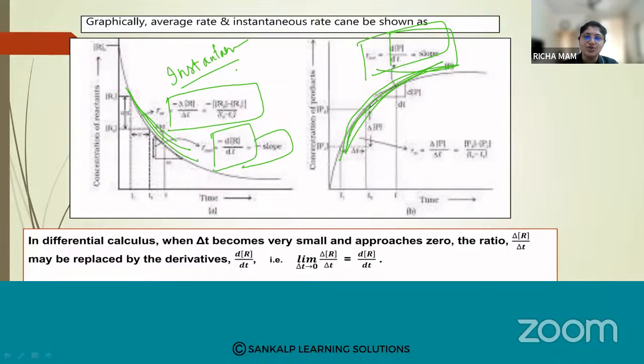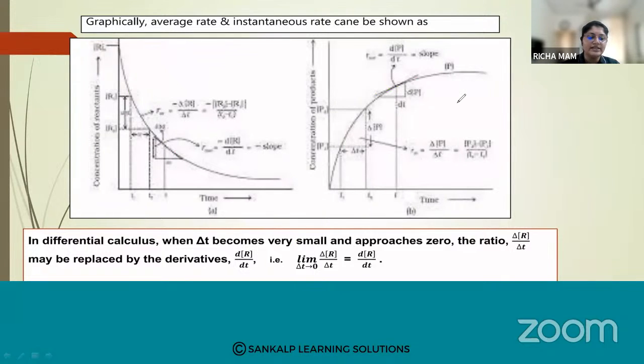So the slope represents your instantaneous rate. That is when your limit, when delta t tends to 0, your change in concentration becomes dR/dt. Now we'll see, so this is with respect to the instantaneous rate.